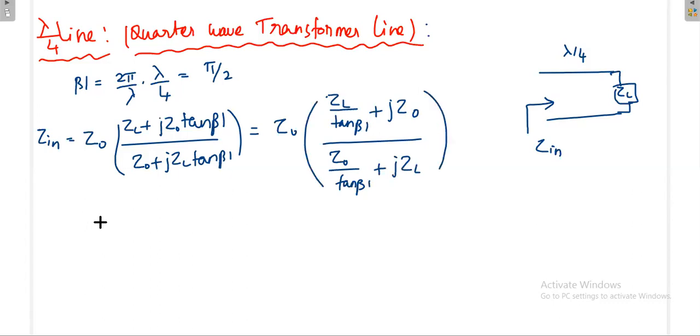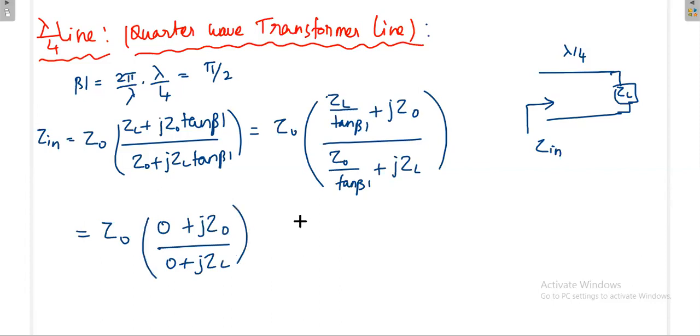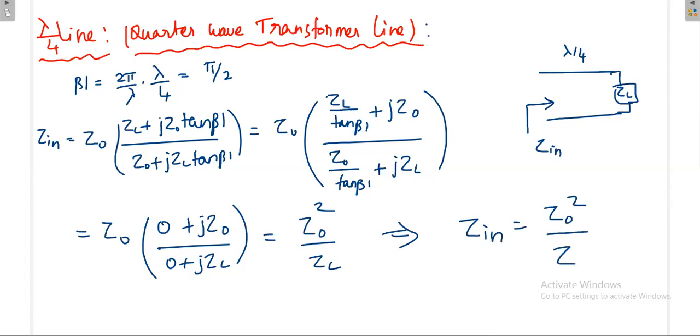Once it is like this, then tan βL is tan(π/2). Tan(π/2) means what? Infinite. Once you substitute, this will become 0. Then jZ0 over 0 plus jZL. j cancels, then Z0 square divided by ZL. So what finally are you getting? Finally your input impedance is equal to Z0 square divided by ZL.